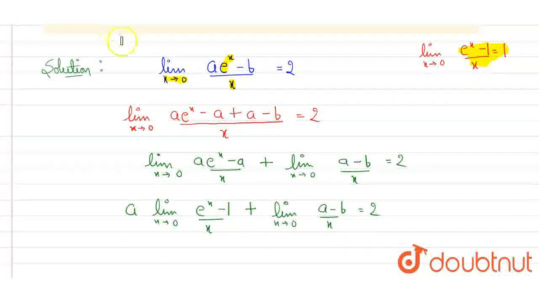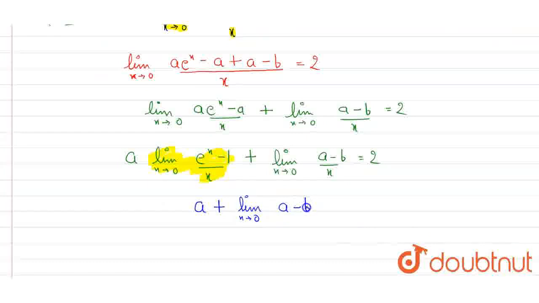Now what I told you in the beginning, this value, we know this value is equal to 1. So I can write here a plus limit x tends to 0, a minus b upon x is equal to 2. Now here limit x tends to 0 is given and x is in the denominator. If we substitute the limit, we'll get 0 in the denominator, and it is given to us in the question that this is a finite value, and if we substitute the limit, we'll get an infinite value for this whole function.